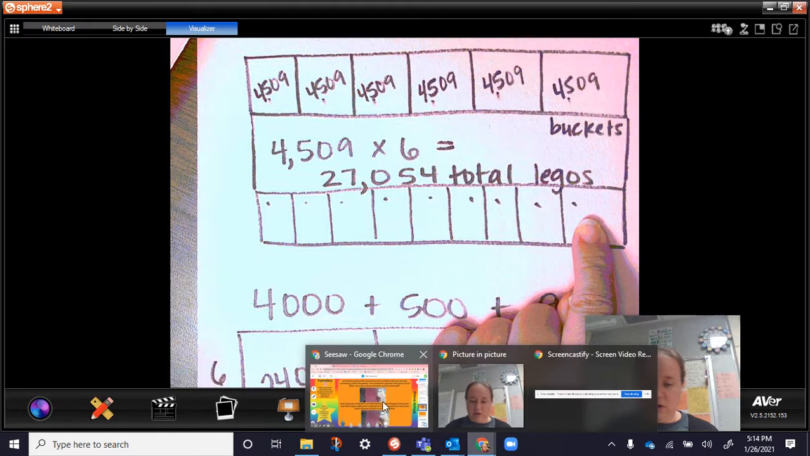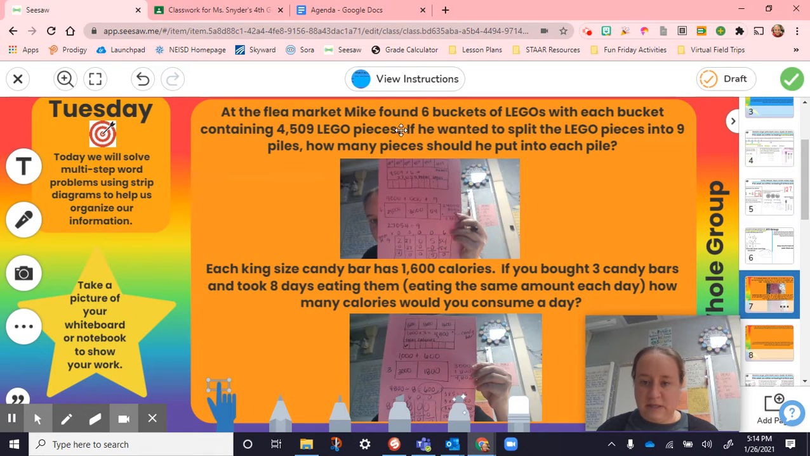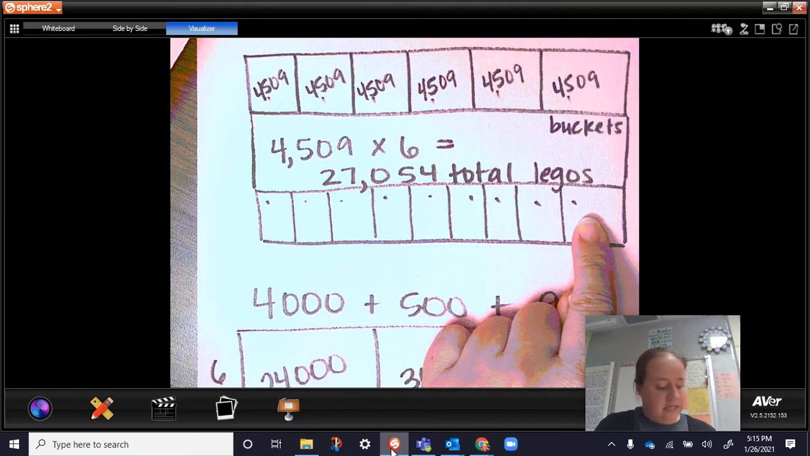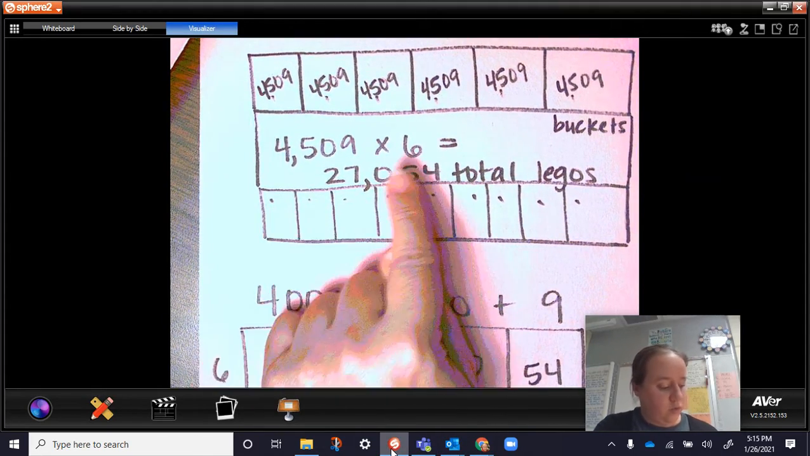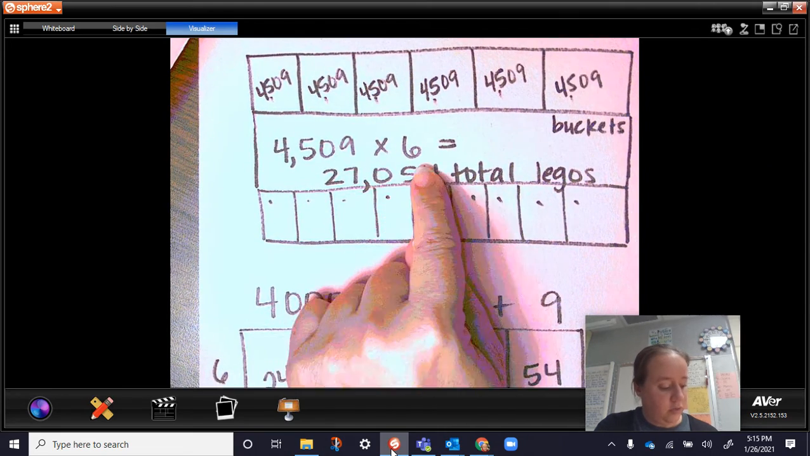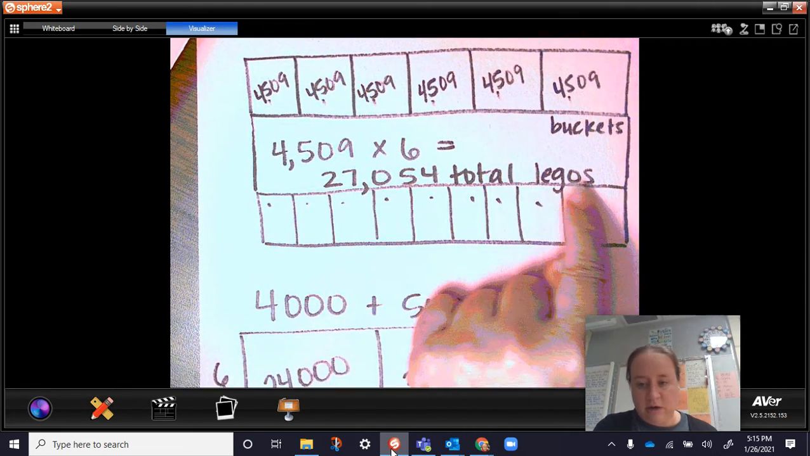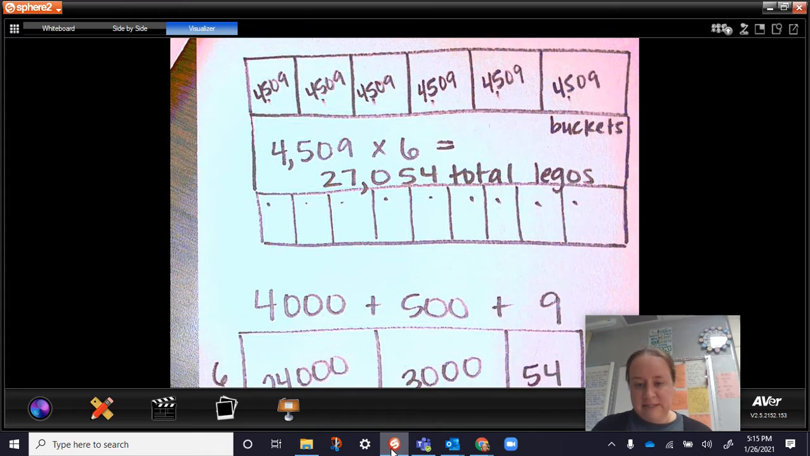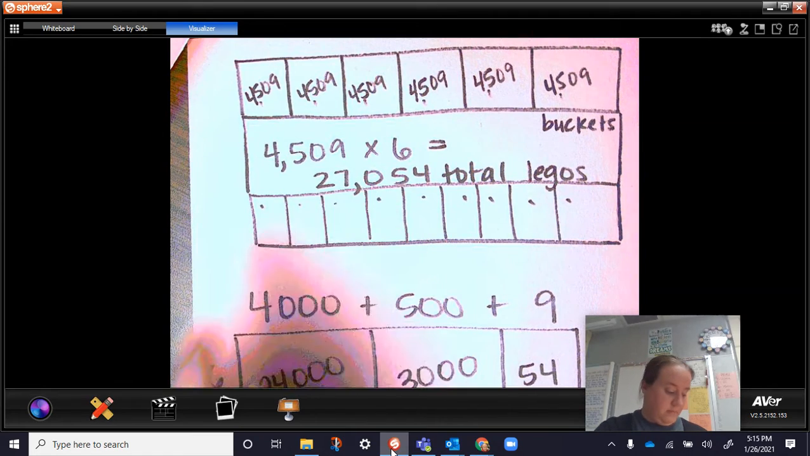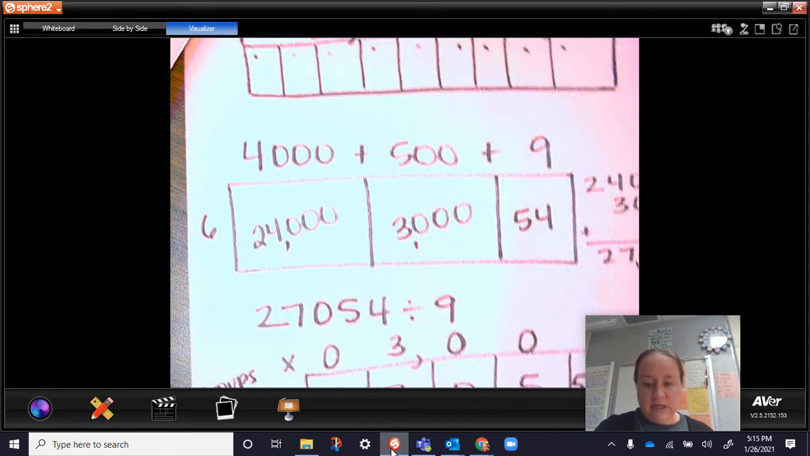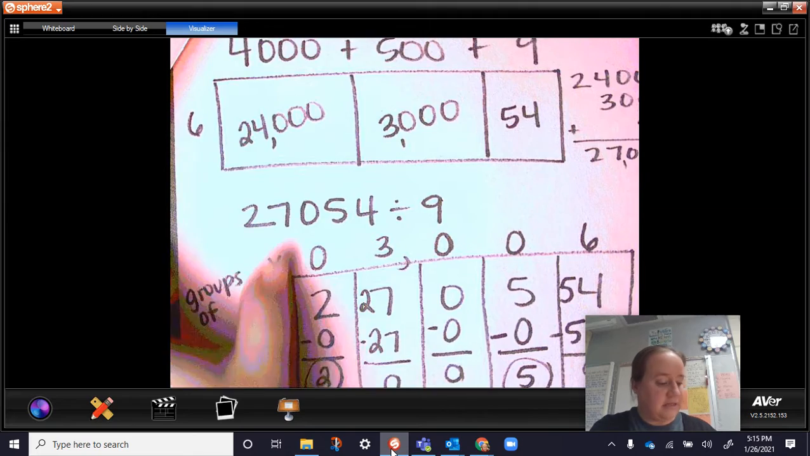Then we said, okay, we've got 1, 2, 3, 4, 5, 6, 7, 8, 9 of these. I think they said just Lego pieces into 9 piles. So we're going to take these 9 piles and say, one's going to go here, one here, one here, and so on. Well, you're repeatedly taking away those groups of 9. That would take forever because you've got 27,000 of them. So what I did is I came down here and I divided that.